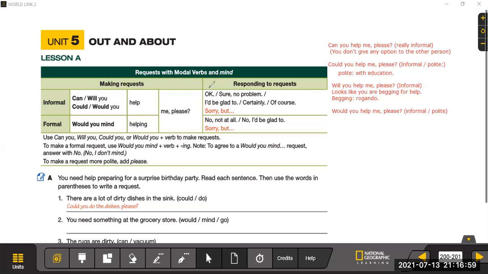So, when you are going to answer that question, to agree to that question, to say yes, you can use these phrases. If the other person asks, can you help me, please? You can say, okay, sure, no problem. I'd be glad to. Certainly. Of course. Okay, to say yes, that you are going to help that person.